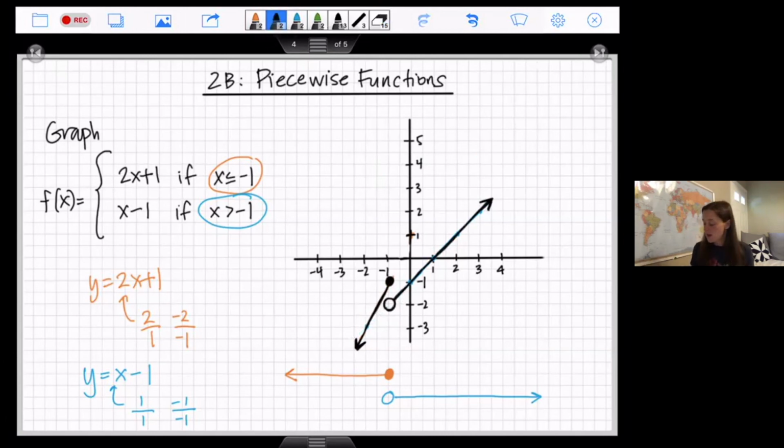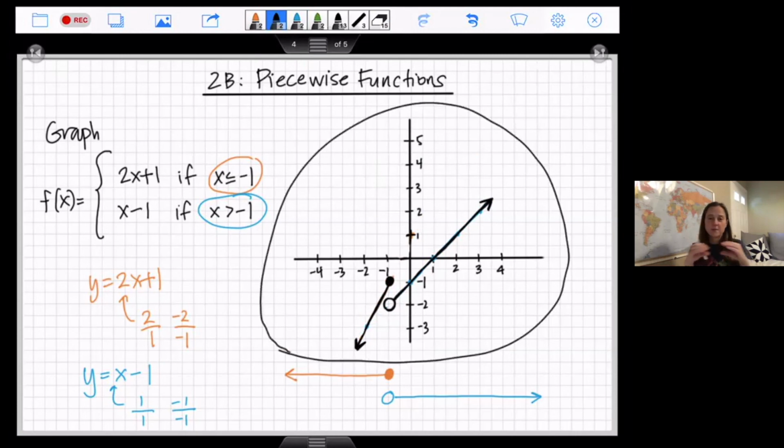Okay, so again, this is our final answer. The orange and blue phantom number lines below are just something to help us. That's it for graphing piecewise functions, and I'll see you in class.